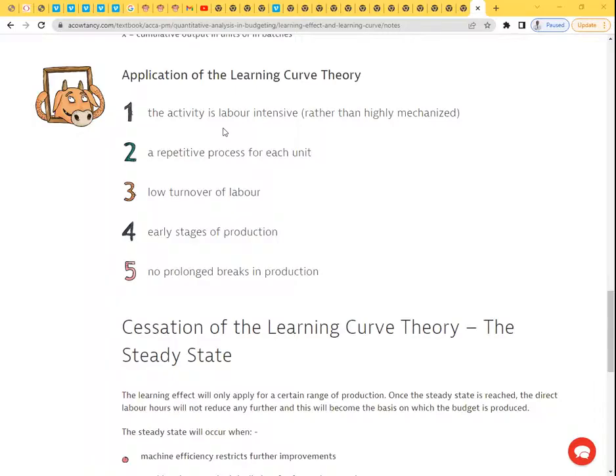Number 2, it has to be a repetitive process for each unit. If I'm producing tables, and tables, for me to talk of taking advantage of my current learning to improve my future production. Then number 3, the other condition is that the turnover has to be very low. We must be able to stay with workers for them to learn.